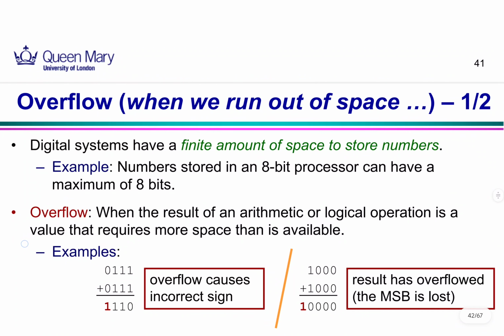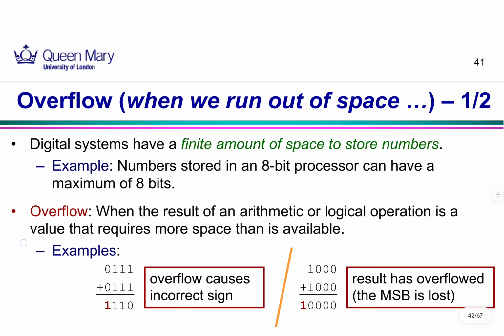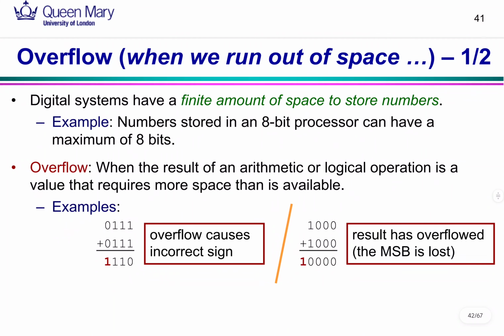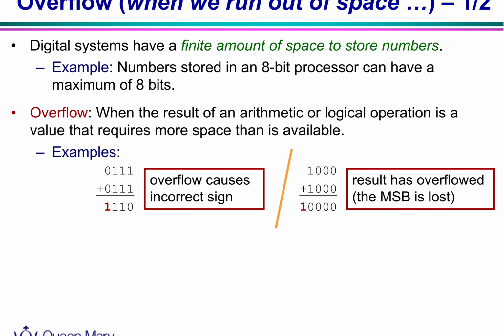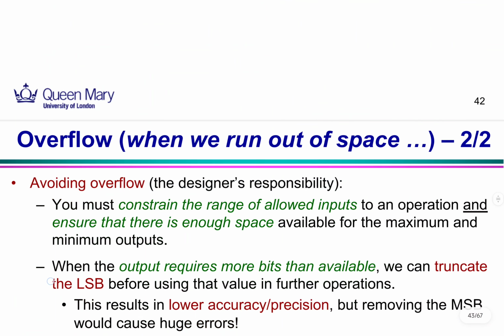Overflow. There is a finite amount of space to store a number. Numbers stored in 8 bits have a maximum value, and overflow occurs when the result exceeds it, so overflow can cause an incorrect result as the carry is lost.